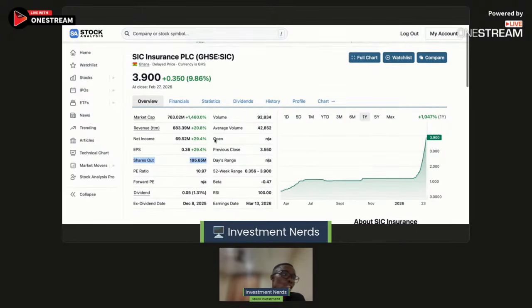No, the company is not selling shares every day. The total number of shares they are selling is the one you see here. So this company, SIC, is selling this number of shares, 195.65 million shares. Are you getting me? It means these are the number of shares SIC has released into the market. They don't do new shares every day.